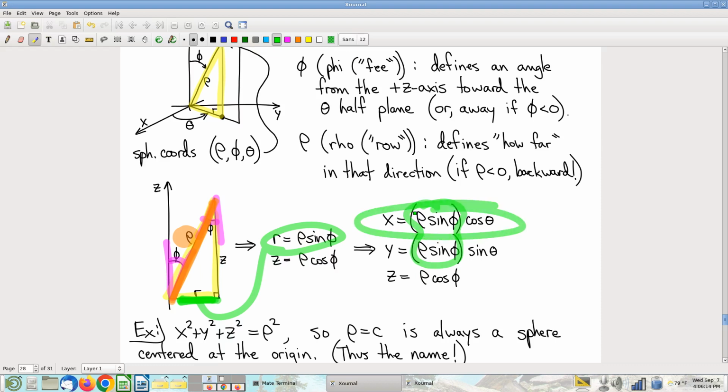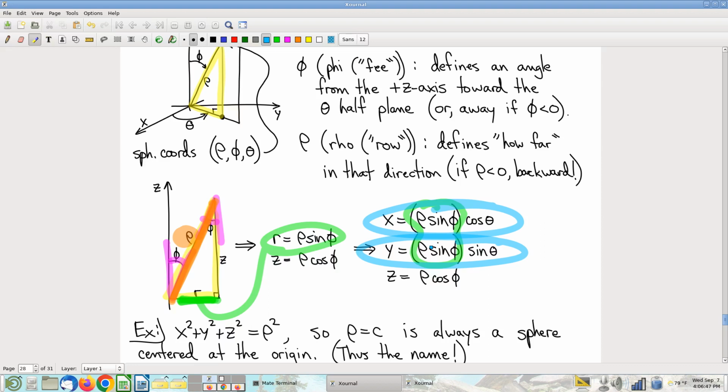So x, I already knew that x was r cosine theta and y was r sine theta. So we are now two-thirds of the way done with our spherical coordinate formulas from this one little observation of trig. Right? So r, from this picture, r is rho sine phi. So x is r cosine theta and y is r sine theta, just r is now rho sine phi. Everybody good?